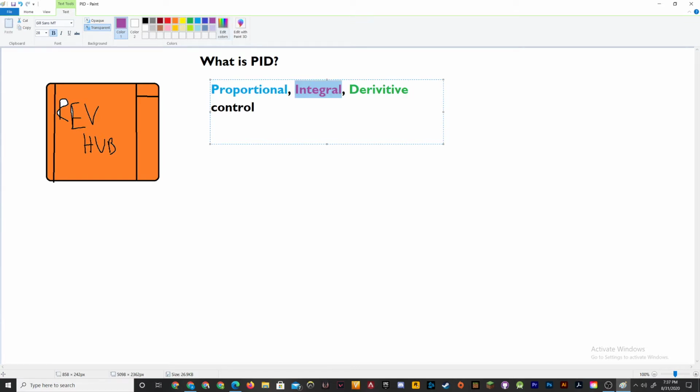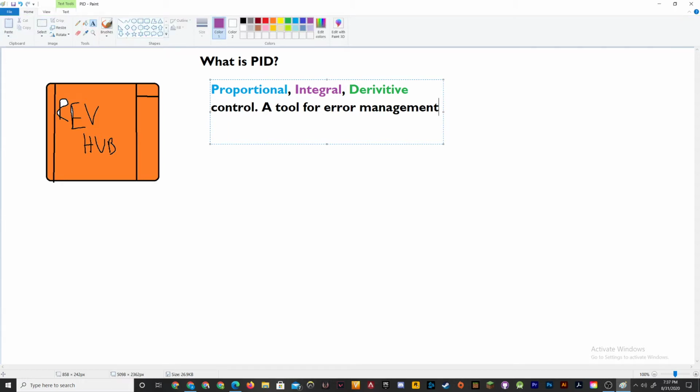And let's make this one purple. Alright, so proportional, integral, and derivative. A more general definition is basically a tool for error management. Now let's go into the nitty-gritty of it.